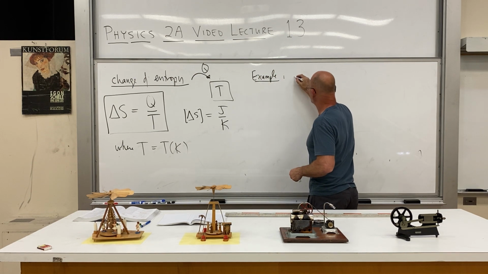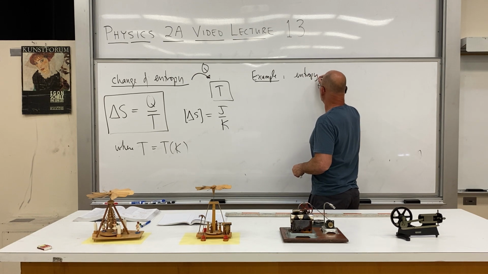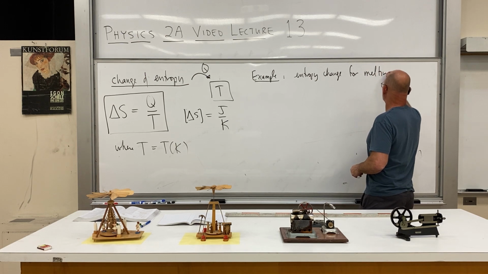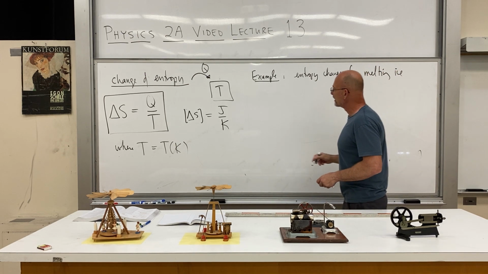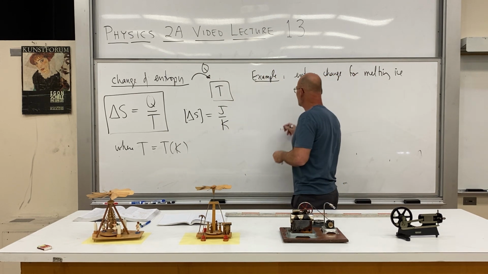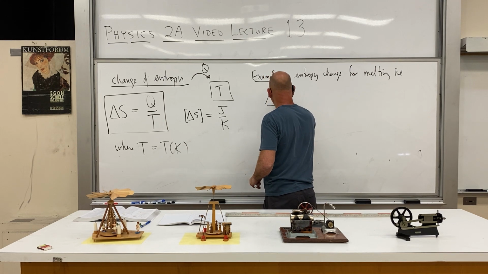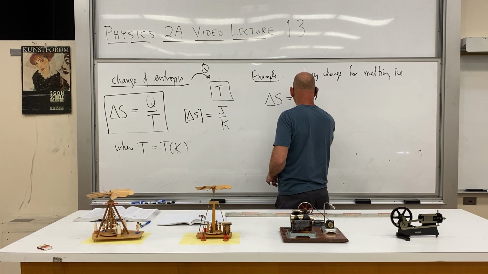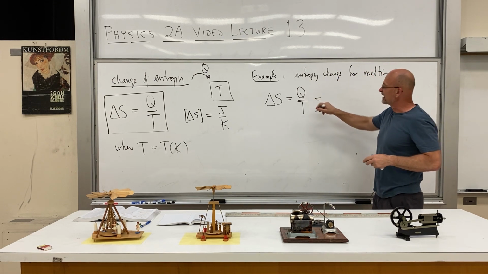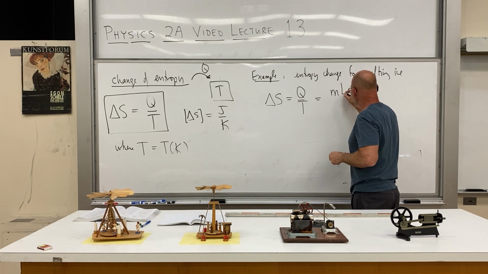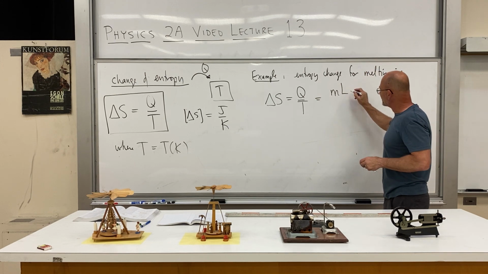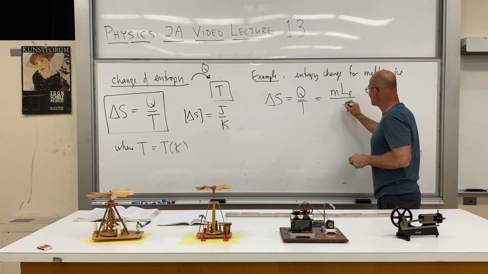Entropy change for melting ice. Okay, so here this is going to be a block of ice, and we're going to add some heat to it and melt it. Then we're going to have delta S is equal to Q over T. But remember, we had a heat associated with melting ice. That was the mass times the latent heat of fusion divided by the temperature.